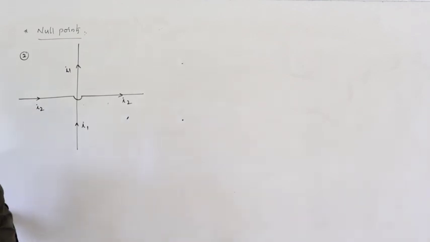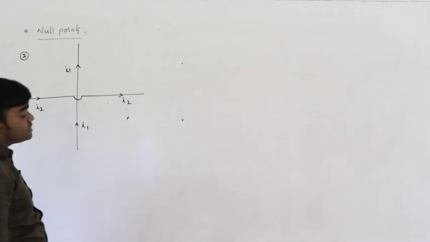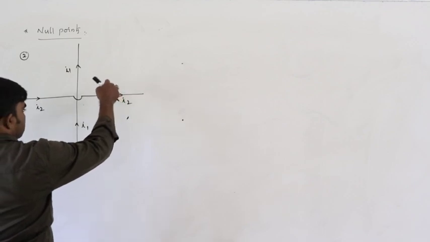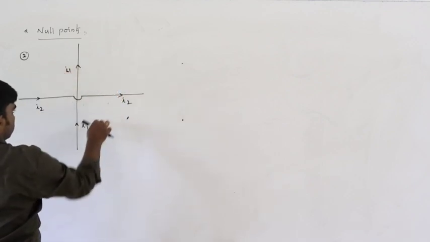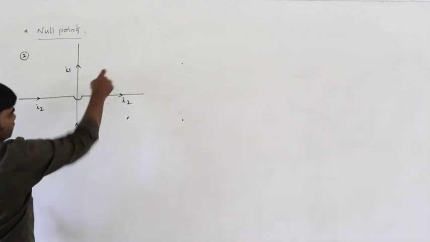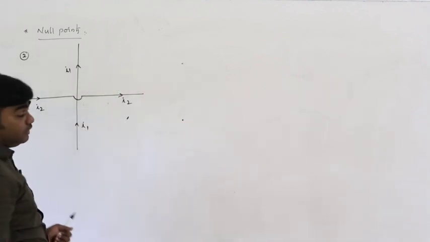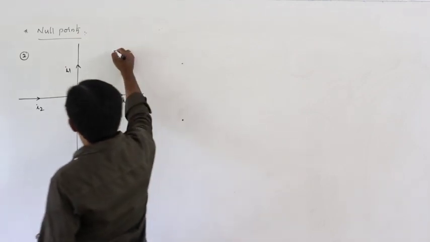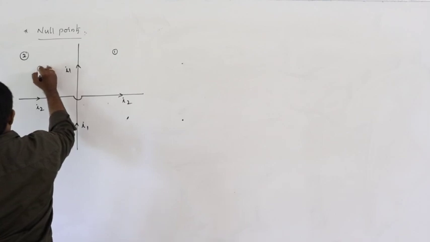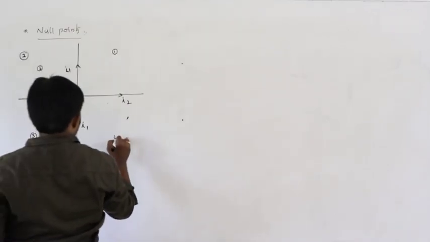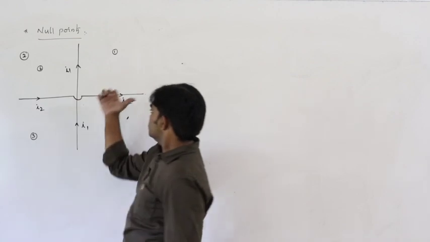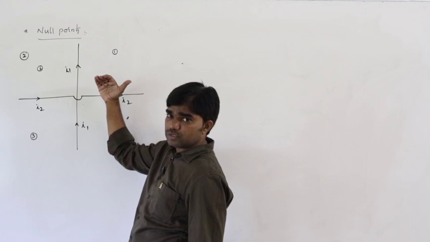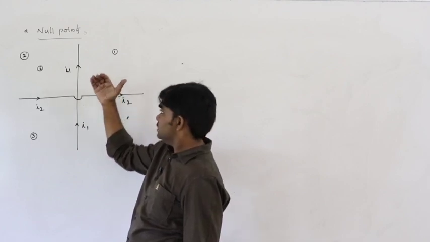So now, in this situation, what is the possibility of a null point? This is the first, second, third and fourth quadrant. See here in the first quadrant, what is the direction of the magnetic field? Due to this current I2, in the first quadrant, the direction of the magnetic field is outwards.